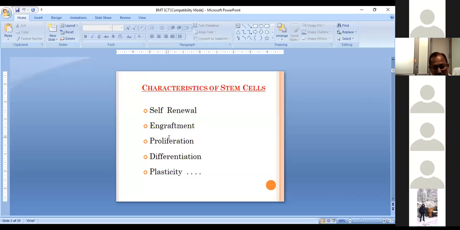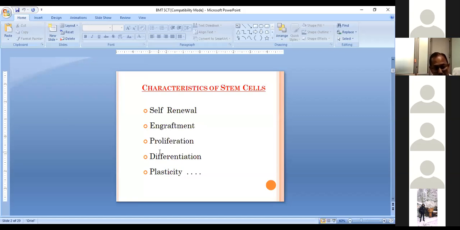Engraftment is the quality of the stem cell by which, when stem cells collected from one person are transfused into another person, the stem cells have the potential to go into the bone marrow, sit there, and proliferate and differentiate.